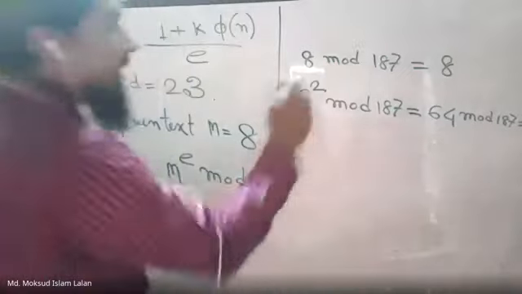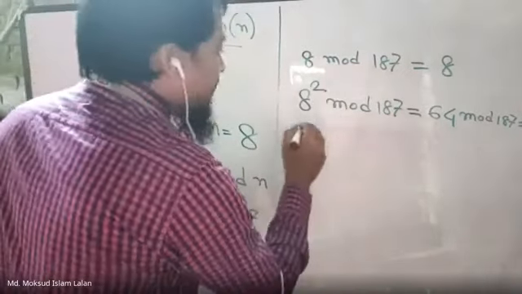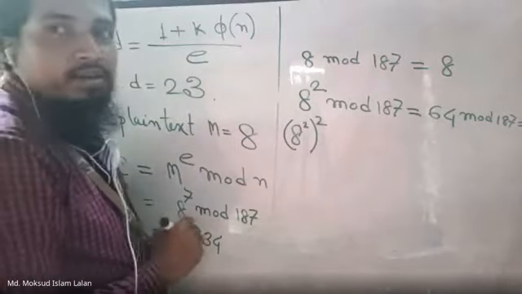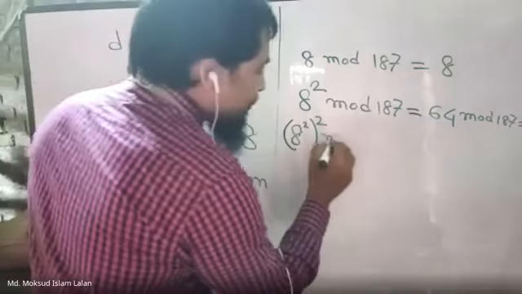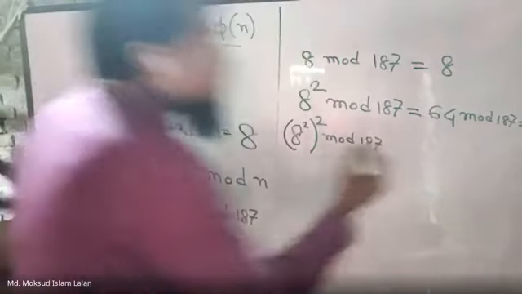Now, sorry, it's again its square. Square of 64 means power 4, right? I mean it's power 4. Do you understand or not? 187. So what should we do?